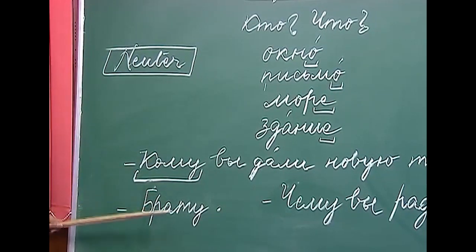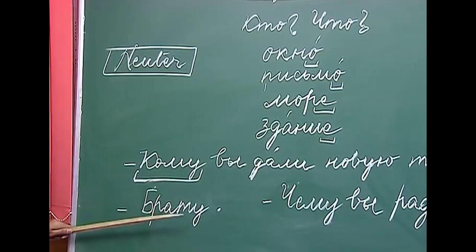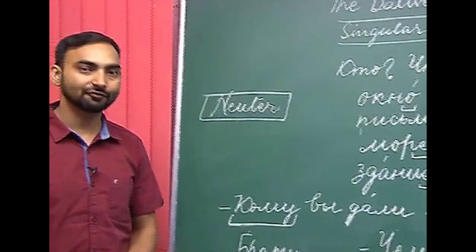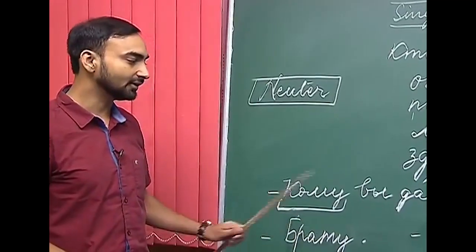So, you can say bratu. Brat is an animate noun and you have to use the dative case form of the noun brat, which will be bratu. You can also say drugu, to a friend or to brother.